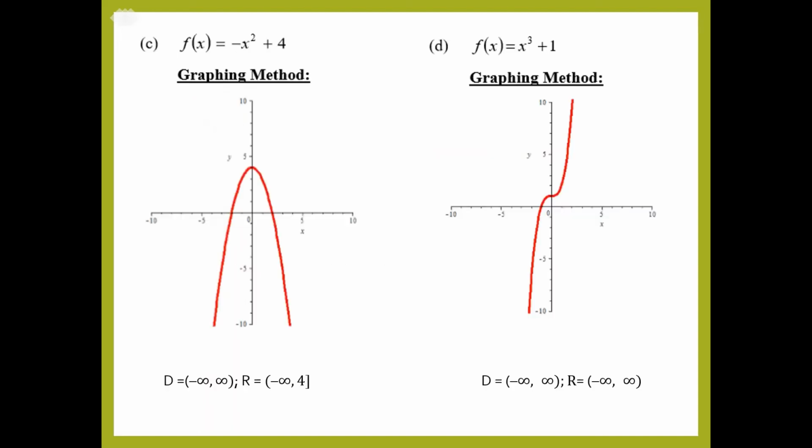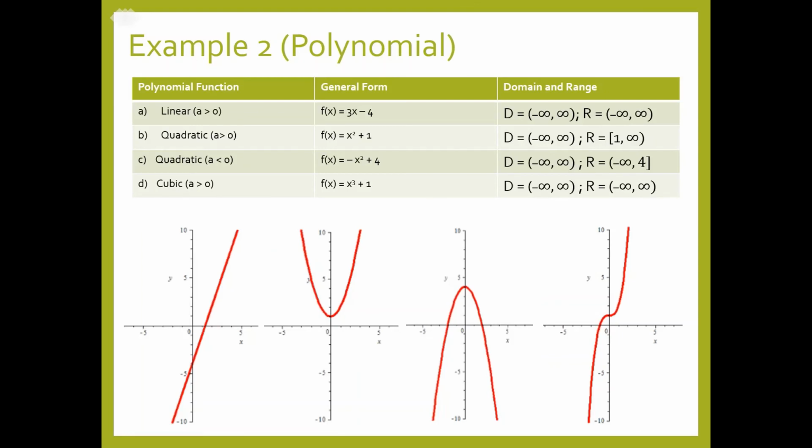Let's find c and d using the graphing method. For c, based on the graph, the domain and the range of f(x), which refers to a quadratic function, are equal to negative infinity to positive infinity and negative infinity to 4 respectively. As for d, the domain and the range of f(x), which refers to a cubic function, are both equal to negative infinity to positive infinity. Following is the summary of answers for example 2.